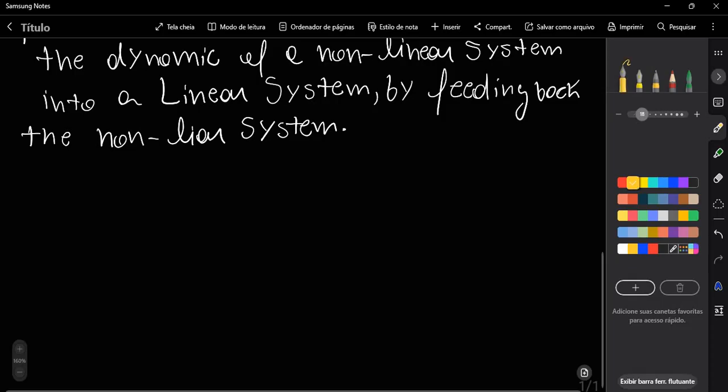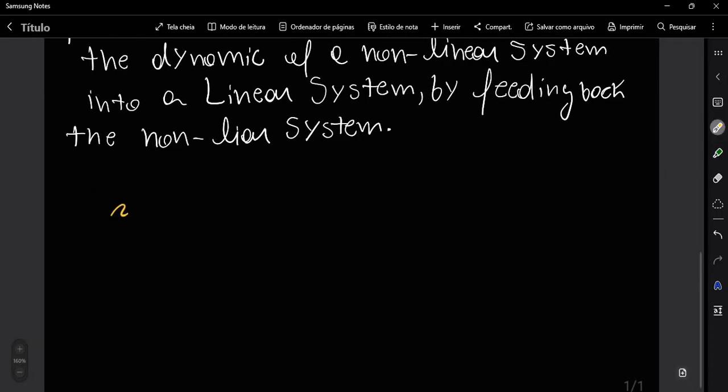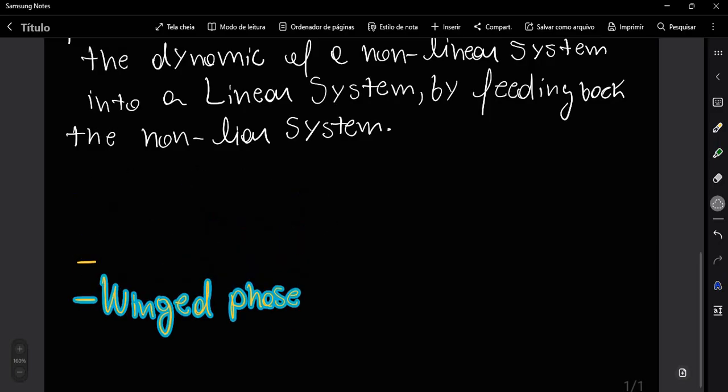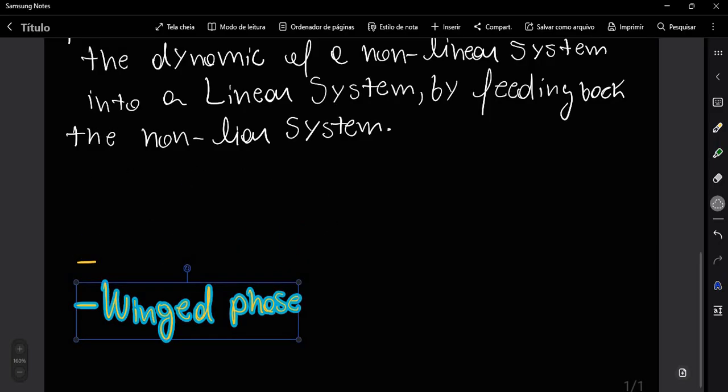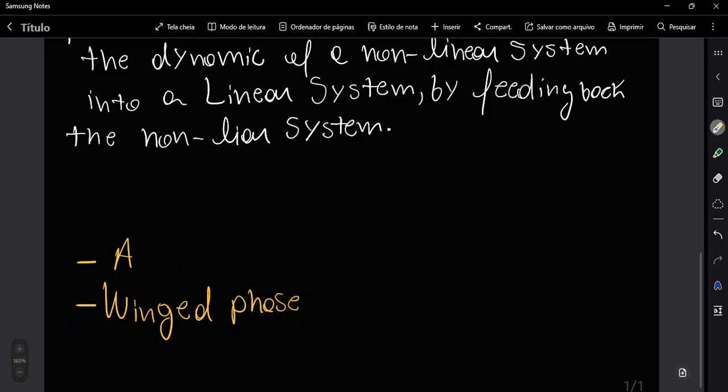Okay, I think we can start. So the authors work again with the winged phase and the aquatic phase. Let me put this in order. First, we have the aquatic phase and then the winged phase.